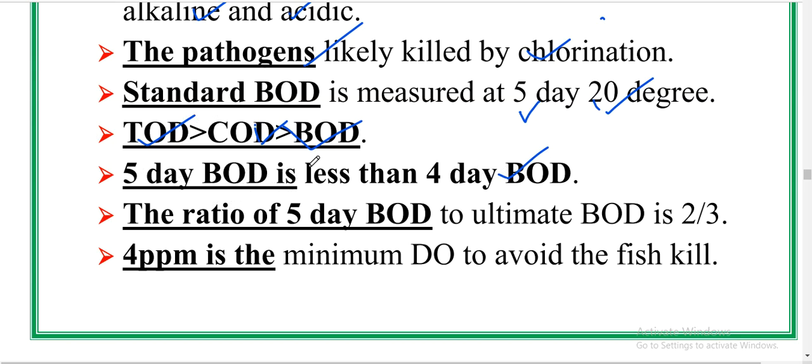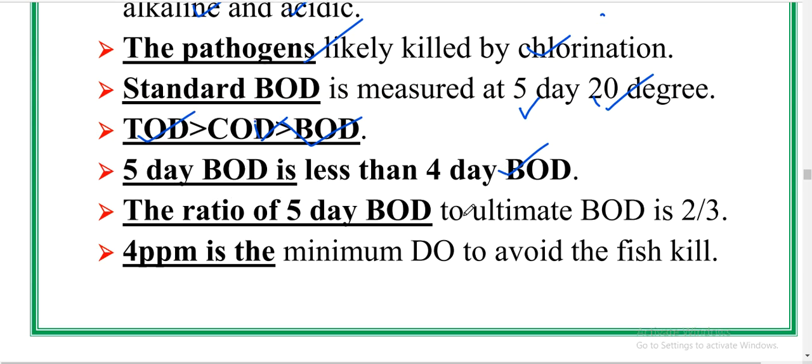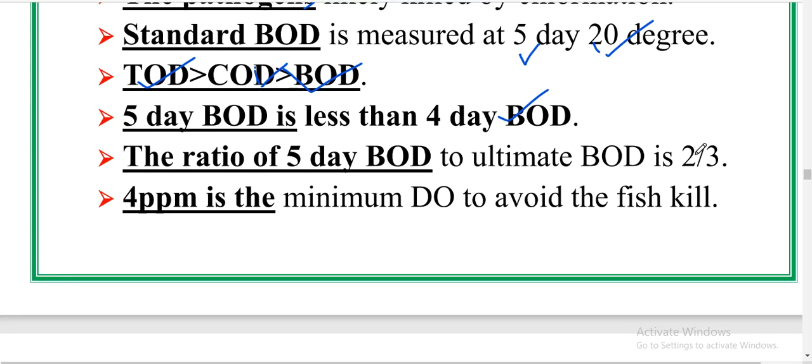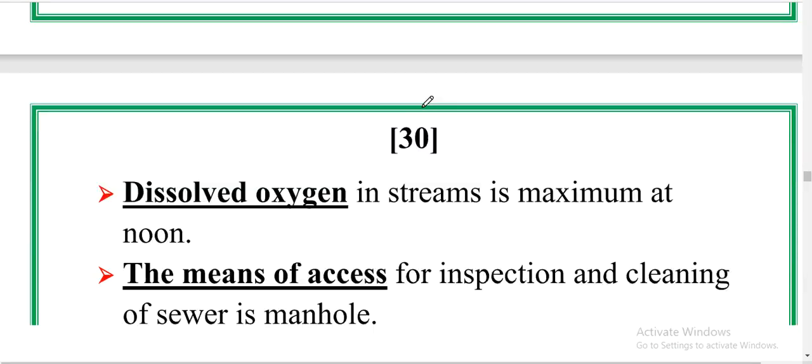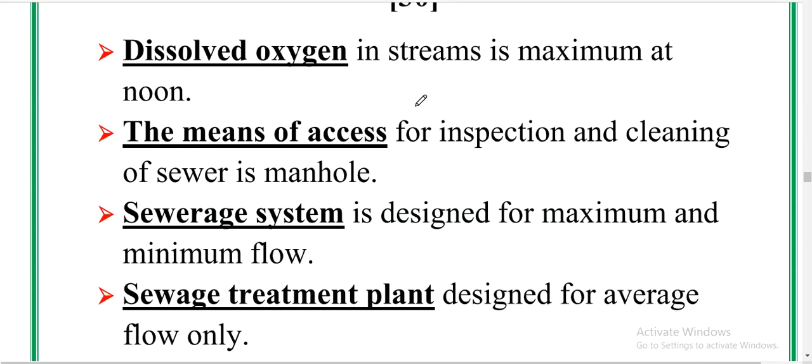BOD increases as the number of days increases. The ratio of 5 day BOD to ultimate BOD is 2/3. Okay, 2/3 is the ratio of 5 day BOD to ultimate BOD. 4 ppm is the minimum DO to avoid fish kill. Dissolved oxygen in streams is maximum at noon.